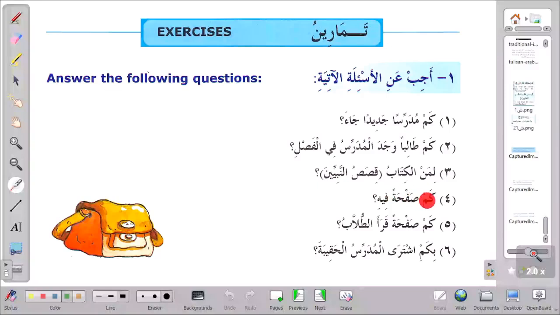Now, كم صفحة فيه? How many pages are in it? If you can remember, it was 90, right? So فيه 90 صفحة. Then the fifth one, كم صفحة قرأ الطلاب? How many pages did the students read? How many were they?